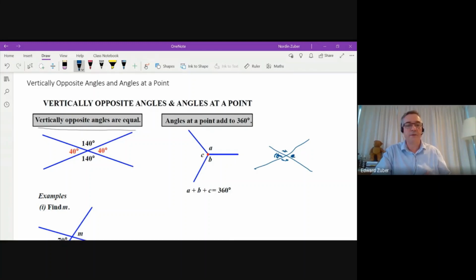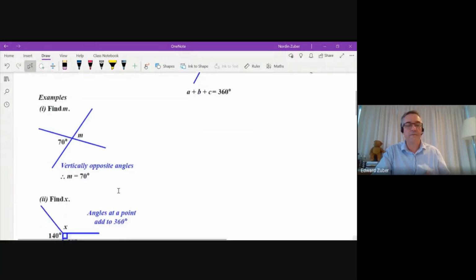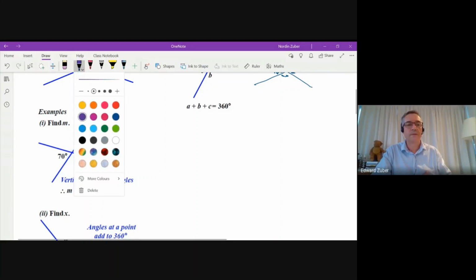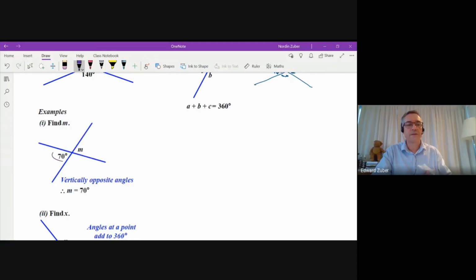So here's a really simple example of a very simple problem. They're giving us two lines. There's a 70-degree angle there, a 70-degree angle there, and then they're asking us, what is this angle? They're using a bit of algebra, m. So what is m? And the answer is, here's the answer, m is 70.